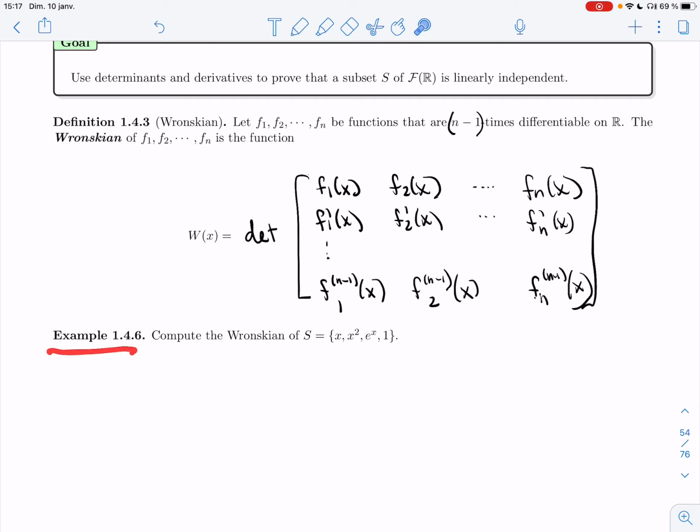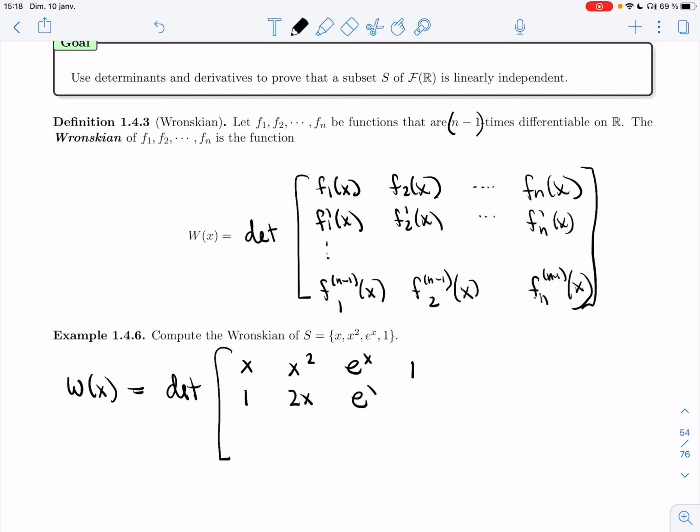All right, so let's see what that means in an example. Example 1.4.6, I want to compute the Wronskian of the set x, x squared, e to the x, and 1. All right, so the Wronskian is the determinant of a matrix. First row, I just rewrite the functions as is. Second row, I differentiate. So the derivative of x is 1, x squared is 2x, e to the x doesn't change, 1 gives me 0, and then I keep differentiating until I get a square matrix.